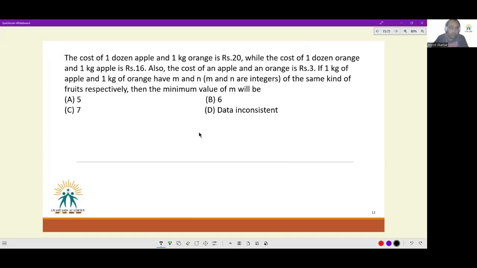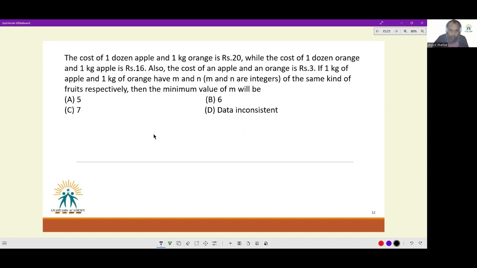Next question. The cost of 1 dozen apples and 1 kg orange is 20 rupees, while the cost of 1 dozen oranges and 1 kg apple is 16 rupees. Also, the cost of an apple and an orange is 3 rupees. If 1 kg of apple and 1 kg of orange have M and N of the same kind of fruits respectively, M and N being integers, the minimum value of M will be?